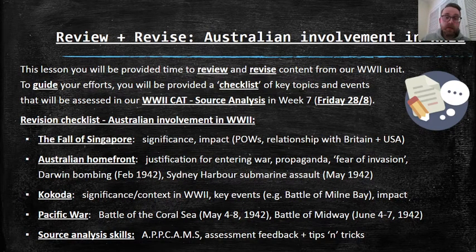But the knowledge that you'll need for the CAT, Australian involvement in World War II, the first big topic you'll need to study is obviously the fall of Singapore. That was the first major event in the Pacific War for Australia, so you'll be looking at the fall of Singapore, significance, so why was this an important event for Australia? The impact, so the event created a number of prisoners of war, the POWs, and then it obviously impacted our relationship with Britain and America.